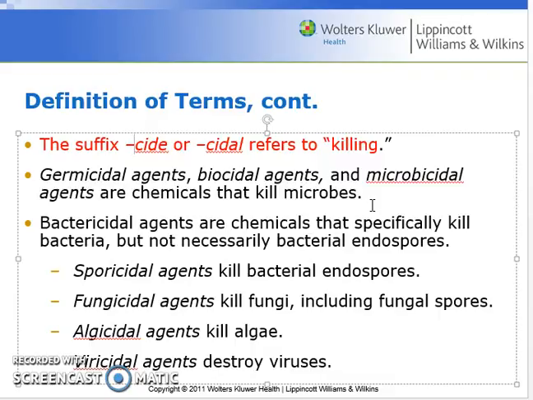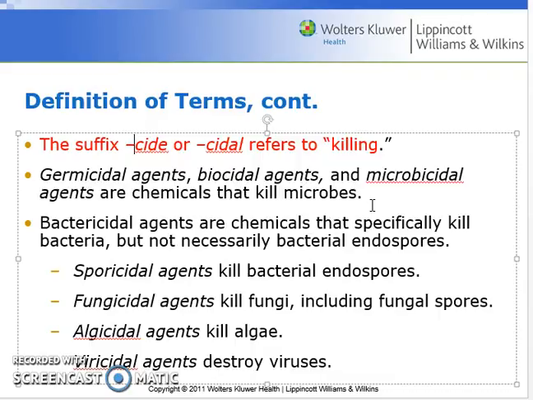Bactericidal agents are chemicals that specifically kill bacteria, but they're not able to destroy bacterial endospores, which can be problematic because once those endospores come into contact with nutrient resources, they are going to flourish into bacteria again. So instead, you have different agents called sporicides, which are used to kill bacterial endospores.